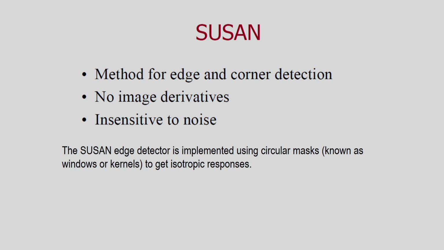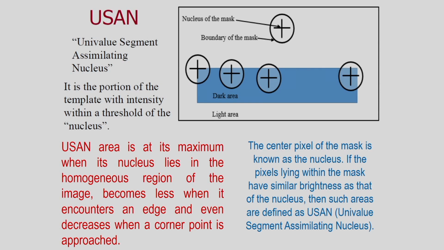Isotropic response means the property does not vary in magnitude according to the direction of implementation. So, that is the concept of the isotropic response. Now let us see the concept of the SUSAN corner detector. It is used to determine whether the pixels lying within the mask have similar brightness as that of the nucleus.